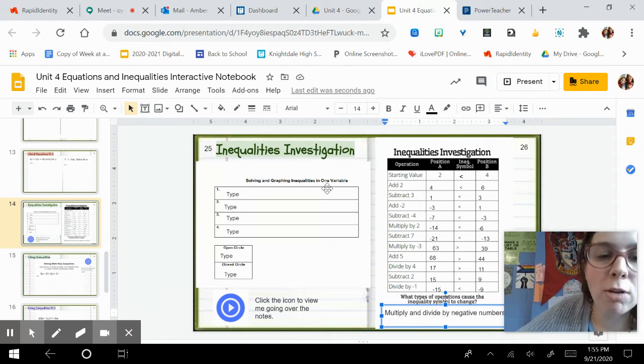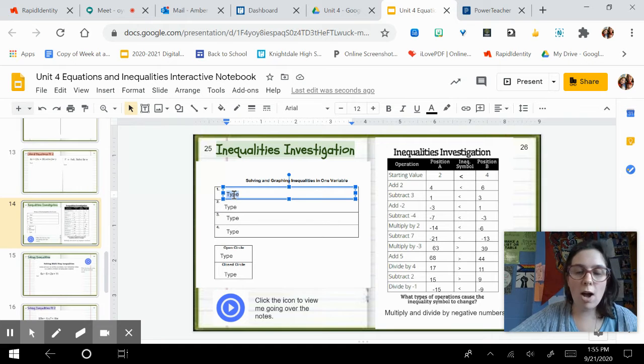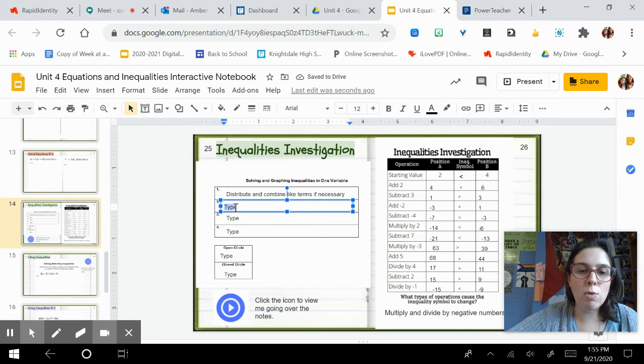Talking about solving and graphing inequalities in one variable, it's very similar to how we do equations. So you're going to distribute and combine like terms if necessary. Okay, then you will solve the inequality by using inverse operations.